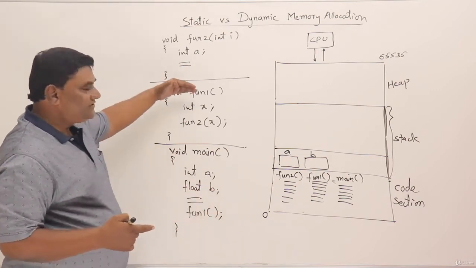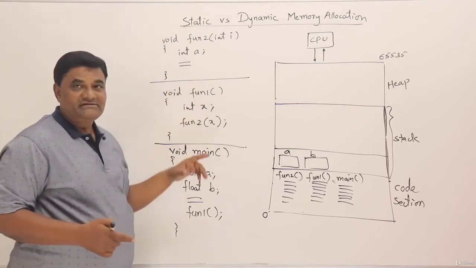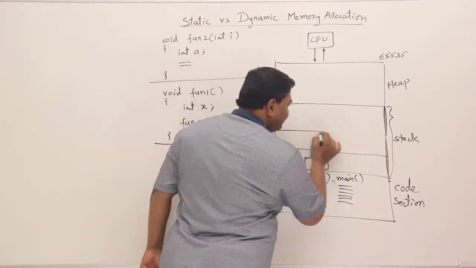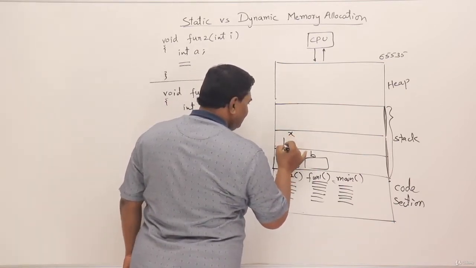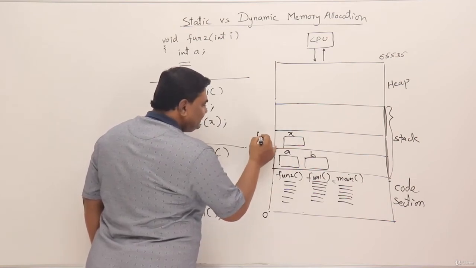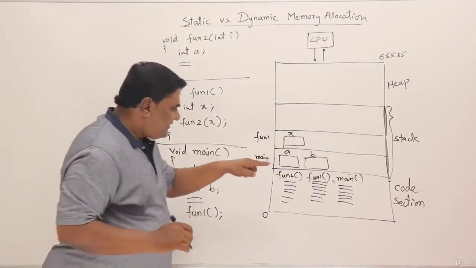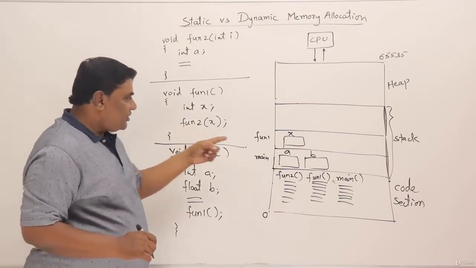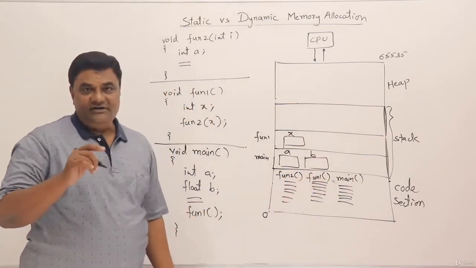Now the control goes to function fun1. The moment control goes here, the first thing is that a variable is required. Variable declaration is there, so the variable x is created inside the stack for this function fun1. This piece of memory belongs to the main function, and above that this belongs to function fun1. Right now which function is executing? Currently function fun1 is executing because we have called it from here. So this topmost activation record belongs to the currently executing function, that is fun1.